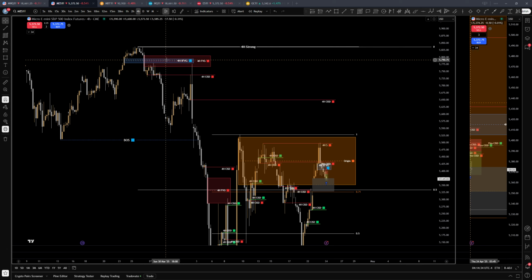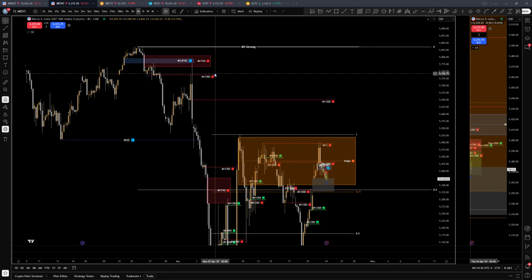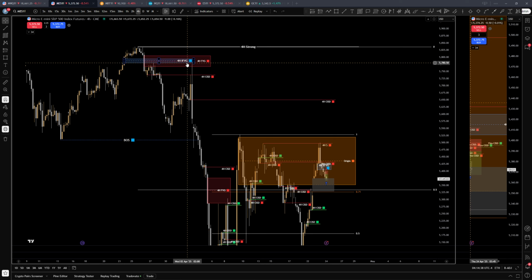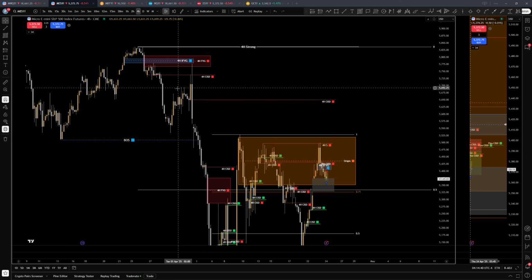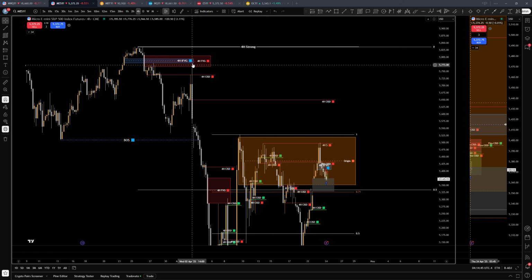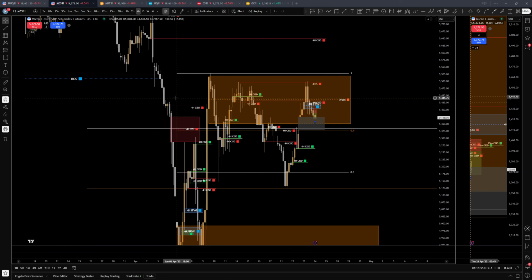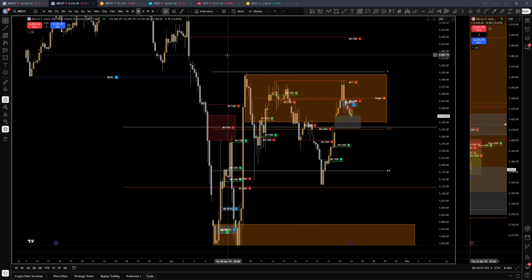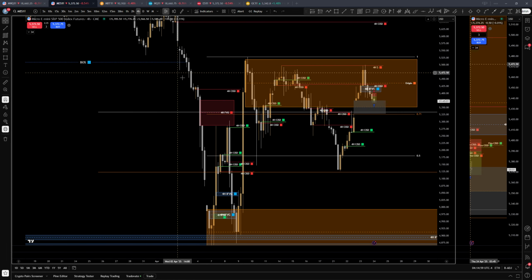You have an inverse fair value gap, 4-hour. This is all 4-hour at the moment, right? Inverse fair value gap, bearish fair value gap, bearish order block, change in state of delivery, price comes back up, taps into this, and off it goes to the downside. Creating another change in state of delivery here, another order block. So we are, let's see, let's start around here then.